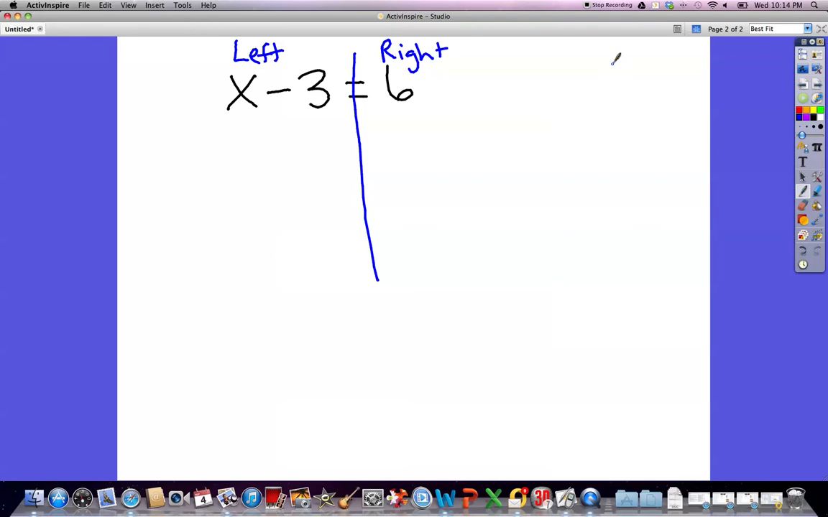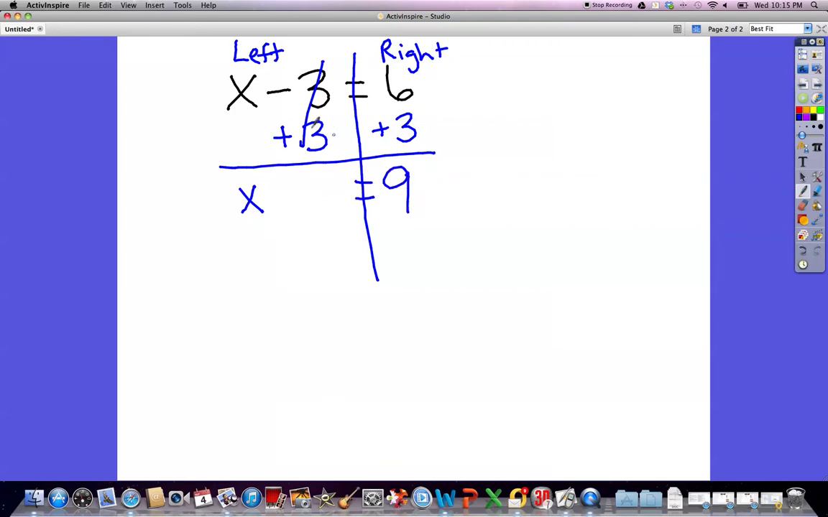Well, we should all know that in order to get this to equal 0, because 0 makes it go away, I have a minus 3. What if I do the opposite, which is plus 3? Negative 3 plus 3 equals, that's right, you said it, it equals 0. 6 plus 3 equals 9. So therefore x, which is all by itself now, equals 9.